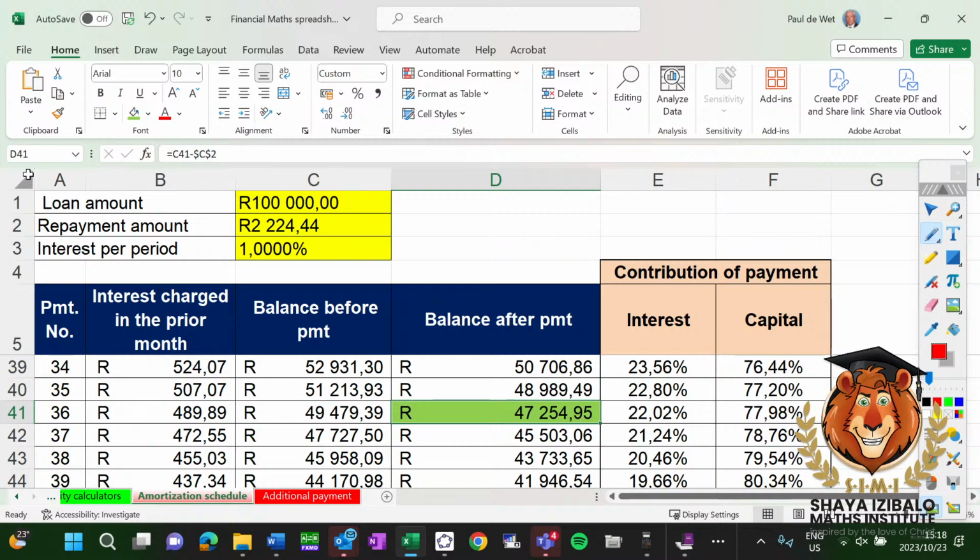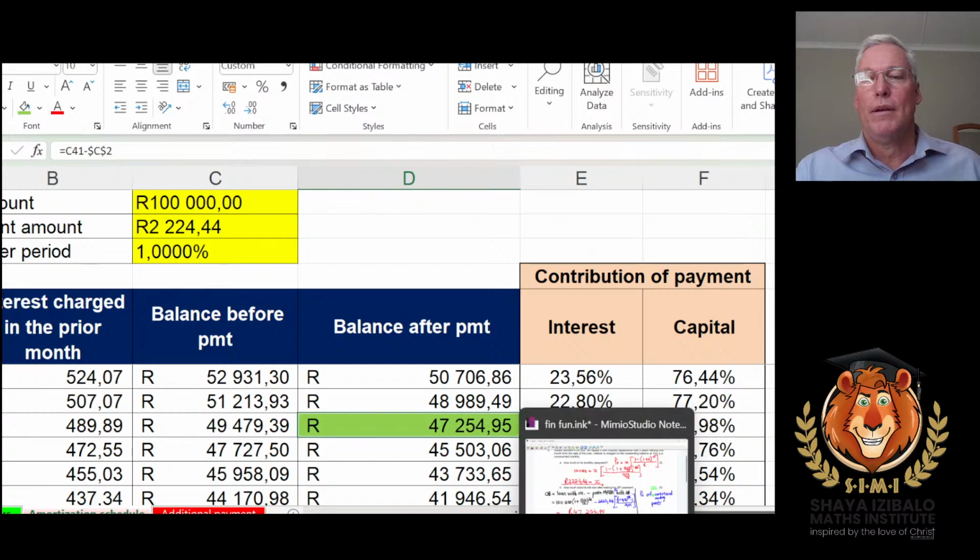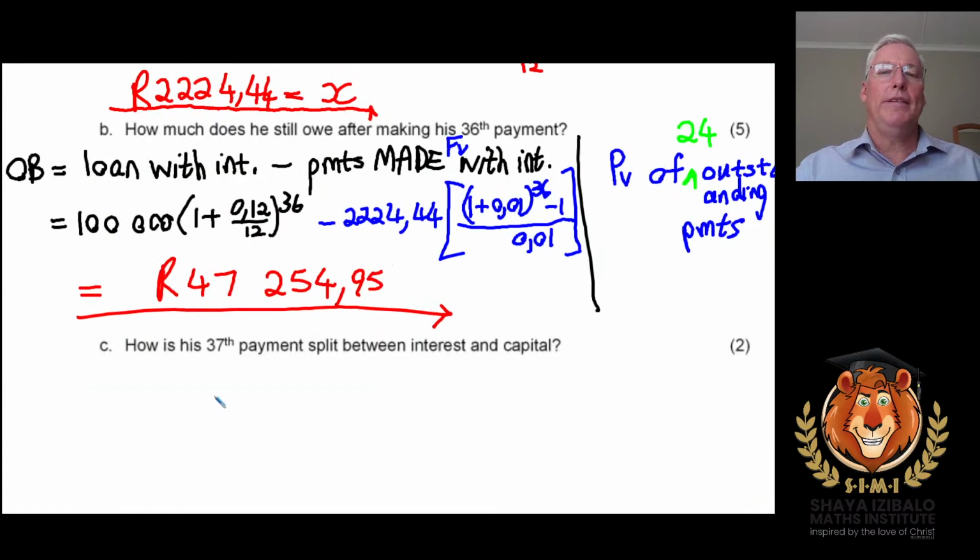Okay, I'm going to go back to, sorry, shifting the screens here. I'm going to go back to here. Then it says, how is his 37th payment split between interest and capital? Now remember the simple story of how a loan works. This is how much he owes after 36 months. So what the bank's going to do now, they're going to charge him 1/12 of 12%, because that's our rate. They're going to charge him 1% worth of interest in the next month on what he owes.